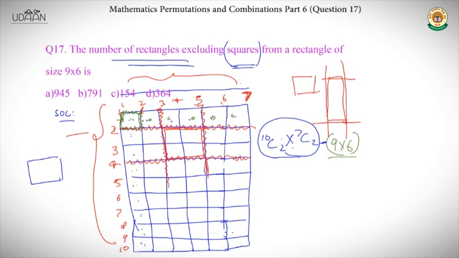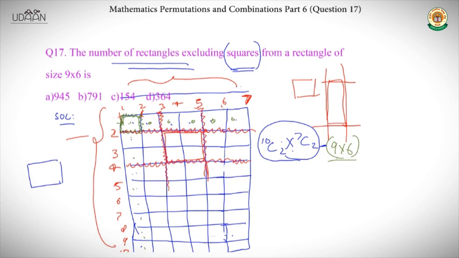In the same way we count the squares which are of dimension 2 cross 2. How do we count them? Let's count them. This is the first 2 cross 2 square, right? The second one will be from 2 to 4. Third one will be from 3 to 5.